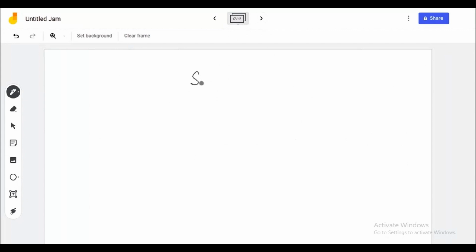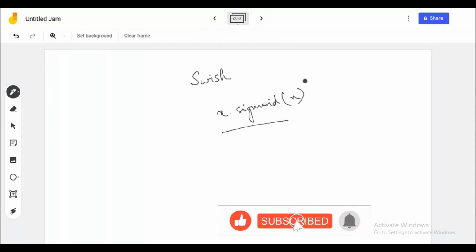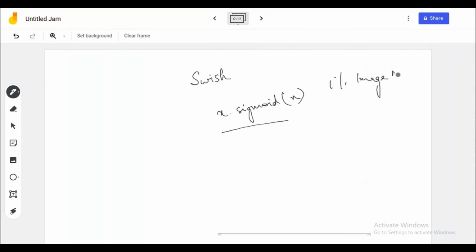Hence we came across the Swish function. The paper was released by Google, and this was a very simple thing. It was x into sigmoid of x. It took the best of both features, ReLU and sigmoid, to form this, and it gave 1% extra accuracy on ImageNet. Okay, well and clear.